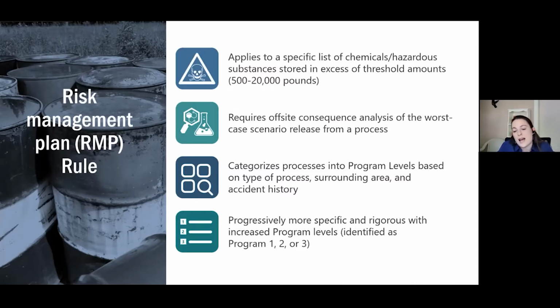It also categorizes processes into program levels based on the type of process, the surrounding area, and accident history. There are 3 program levels, 1, 2, and 3. They get progressively more stringent as the number gets higher. And keep in mind, the program level applies to a process, not a facility. So if you have multiple RMP covered processes at your facility, they could be subject to different program levels based on the severity of the chemicals that they contain.